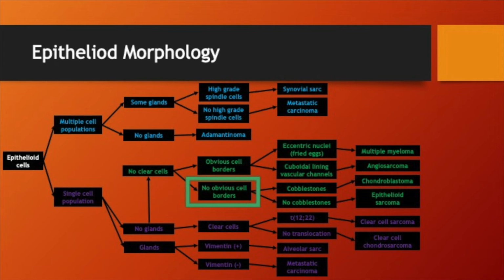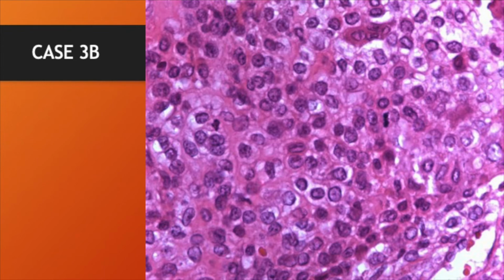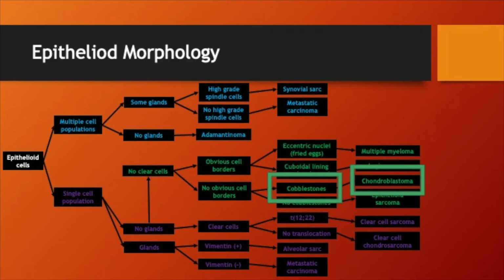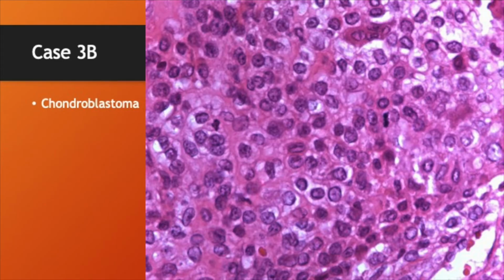Now we're finally at the, is there cobblestoning or no cobblestoning? Is the whole thing no obvious cell borders, or is there at least partial cobblestoning? And here, again, we looked at it before, there's at least partial cobblestoning. So the only thing this is chondroblastoma. So again, we went down a completely different algorithm, but we came to the same diagnosis. It's very challenging to get to that diagnosis.